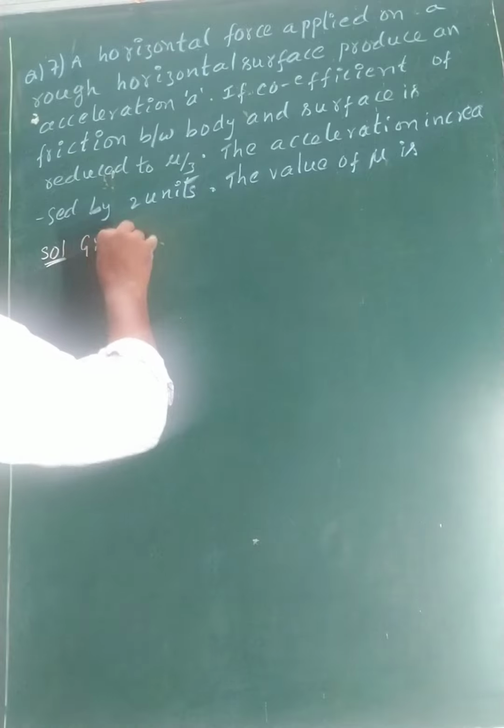A horizontal force applied on a rough horizontal surface produces an acceleration A. If the coefficient of friction between body and surface is reduced to mu by 3, the acceleration is increased by 2 units. The value of mu is? Solution, given data.